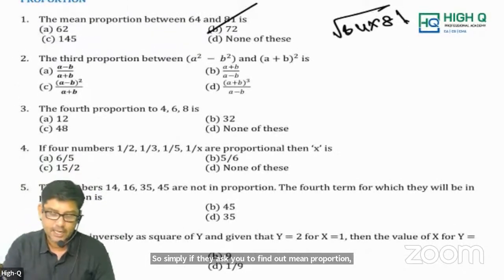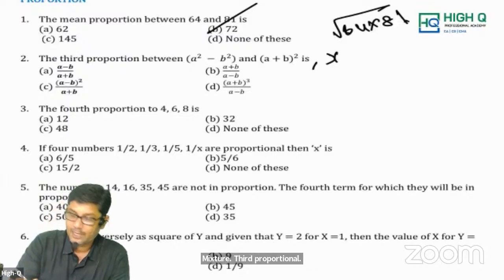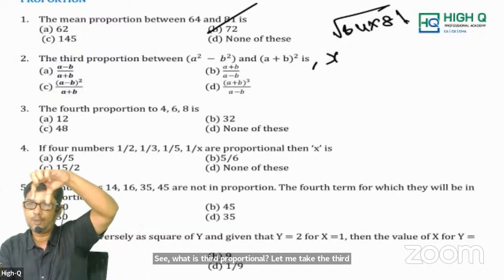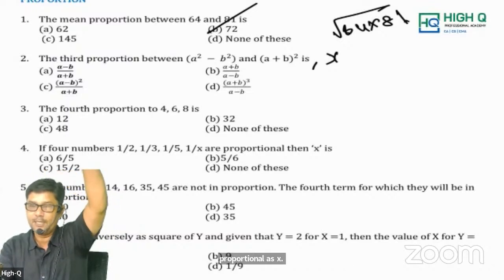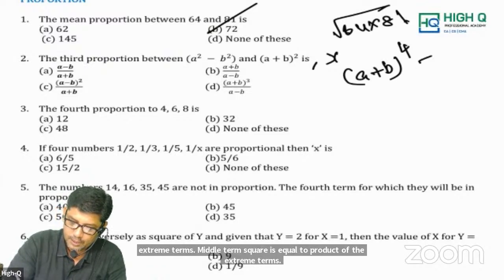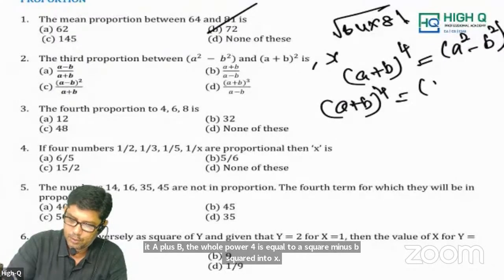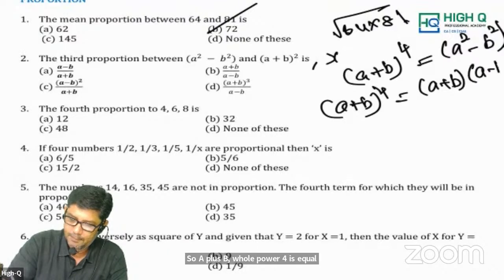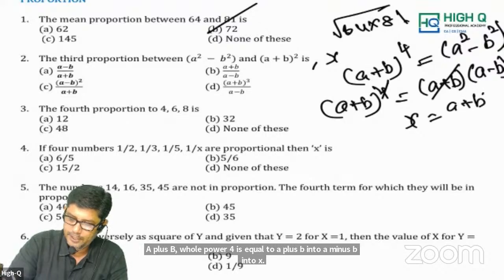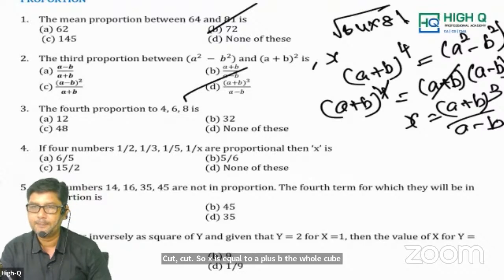Next, third proportional. See, what is third proportional? Let me take the third proportional as x. You know, middle term square is equal to product of the extreme terms. So (a plus b) the whole power 4 is equal to (a square minus b square) into x. So (a plus b) whole power 4 is equal to (a plus b) into (a minus b) into x. Cut, cut. So x is equal to (a plus b) the whole cube divided by (a minus b). Our option is D, my dear.